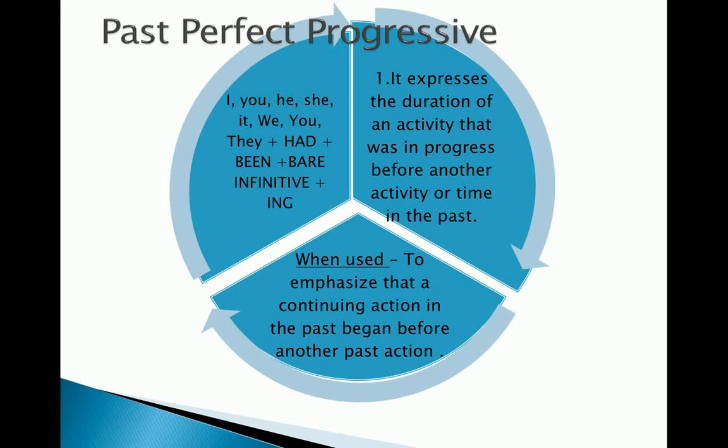Past perfect progressive. The form: you have a subject plus had, been, the bare infinitive, and ing attached to it. It's used to emphasize that a continuing action in the past began before another past action. So again, you have two actions in the past. One happened before the other, but one is in continuity. It expresses the duration of an activity that was in progress before another activity or time in the past.